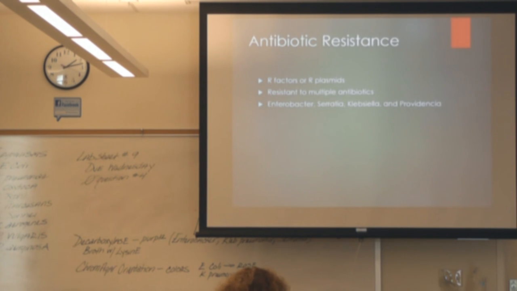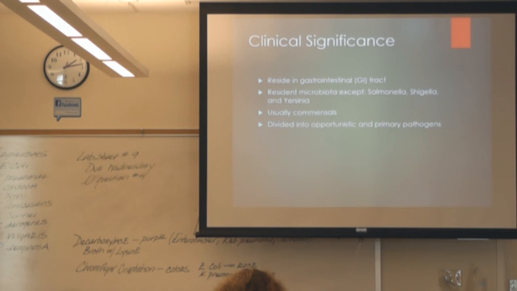Antibiotic resistance. The ones that give the most problems are listed right there. The Enterobacter, Serratia, Klebsiella, okay? These are going to be a group of them that are going to have the most problems. So clinical significance, all of them are resident microbiota, except for, again, Salmonella, Shigella, and Yersinia, okay? The rest of them are going to reside in the GI tract. And again, as I just mentioned, they're going to be divided into either opportunistic or primary pathogens. Okay?